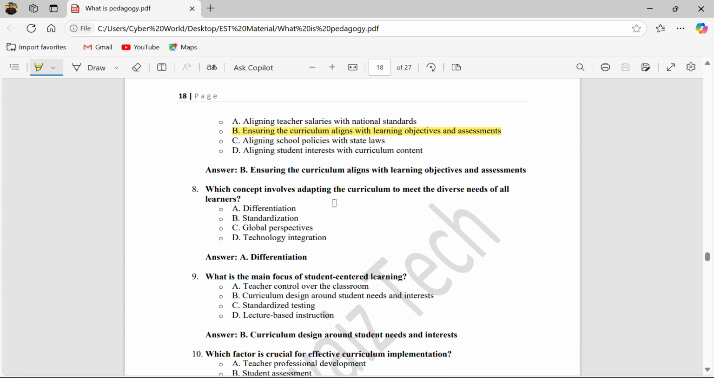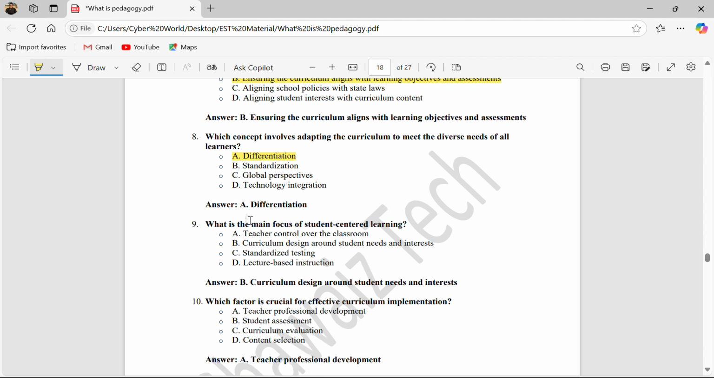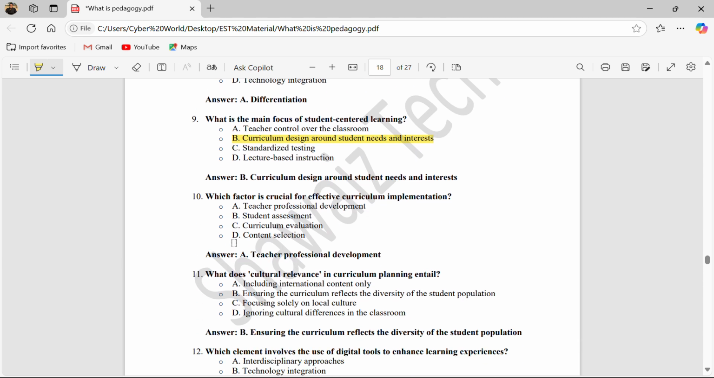Which concept involves adapting the curriculum to meet the diverse needs of the learners? We know that this is differentiation. Which is the main focus of student-centered learning? Student-centered learning is basically that the teacher controls the classroom? No, the curriculum is designed according to the student needs. So this one is the correct answer.